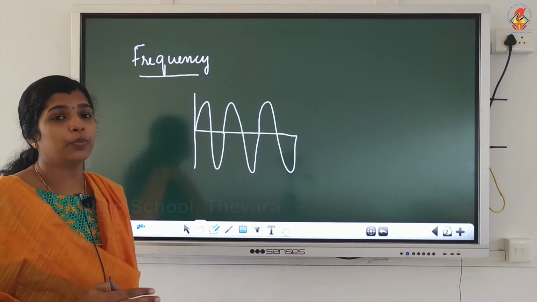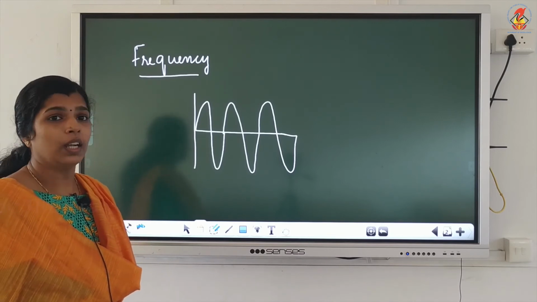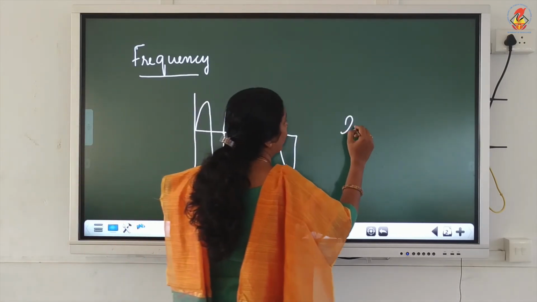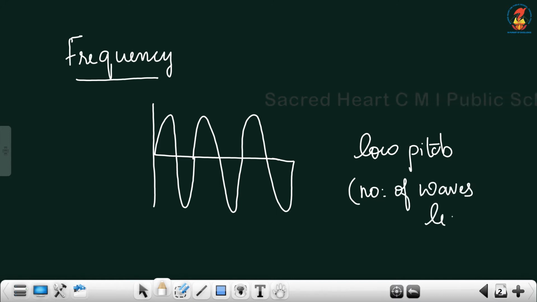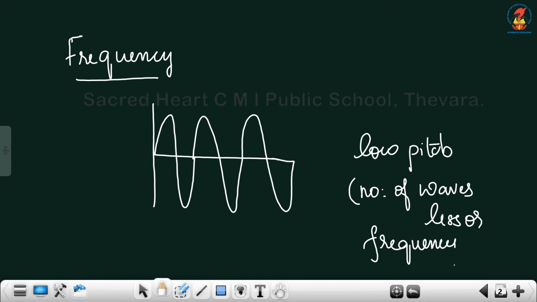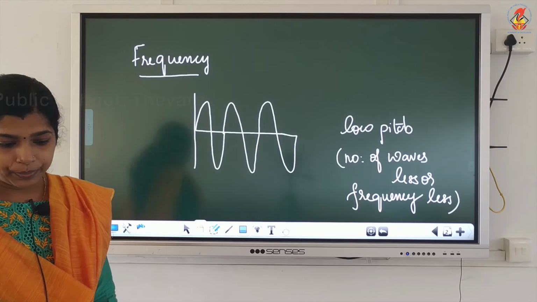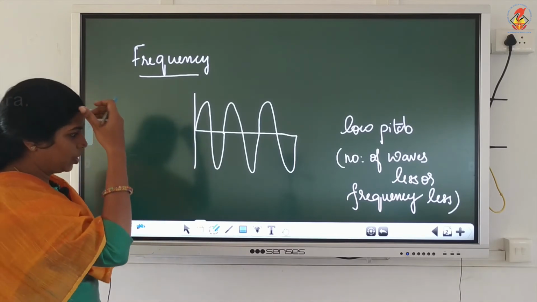If 3 waves are produced in 1 second, then the frequency is 3 hertz. This one is low pitch. Low pitch means the number of waves is less, or the frequency is less. That is about pitch.